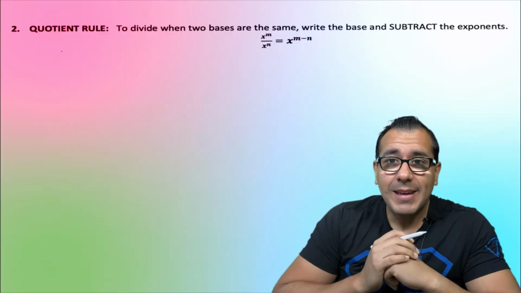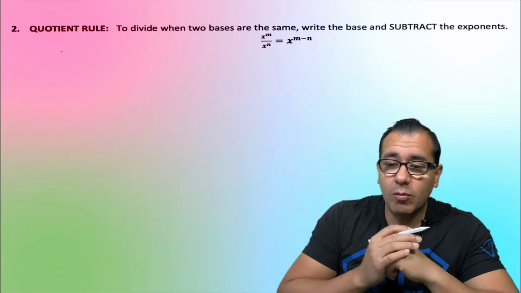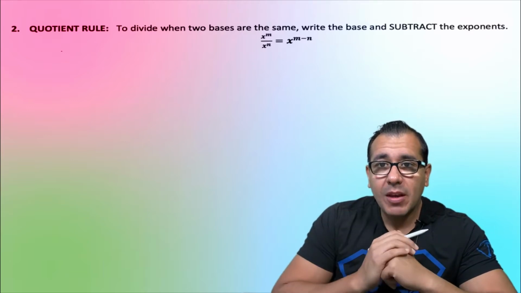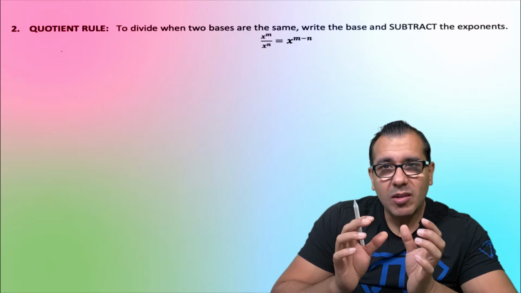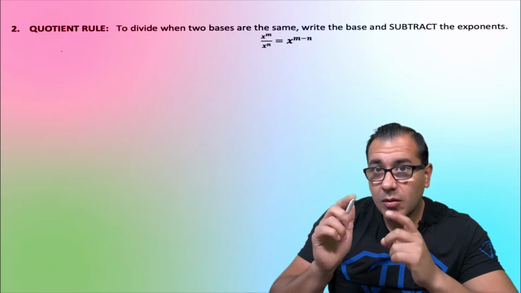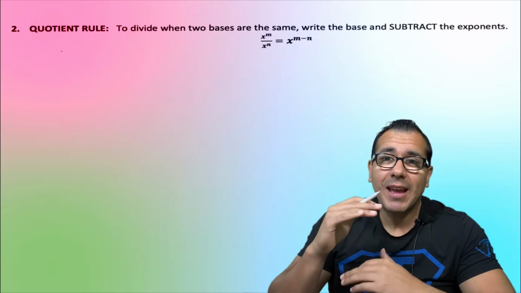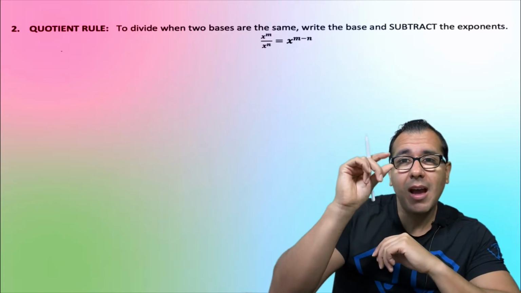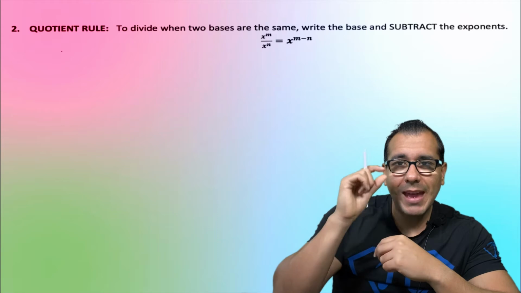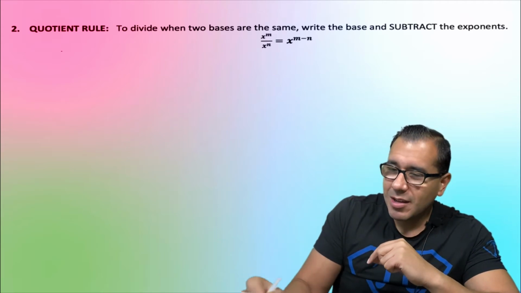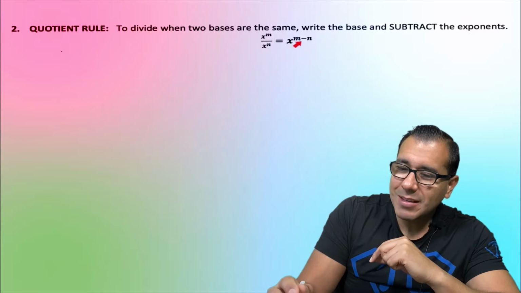All right, next we have the quotient rule. All right, and quotient, remember, means when we divide. So just like multiplication meant we add the exponents when they have the same base, the quotient rule says that we're going to subtract the exponents, and it's always the top minus the bottom, right? That numerator, the exponent of the numerator, minus that exponent of the denominator, just like you see right here. So top minus the bottom.